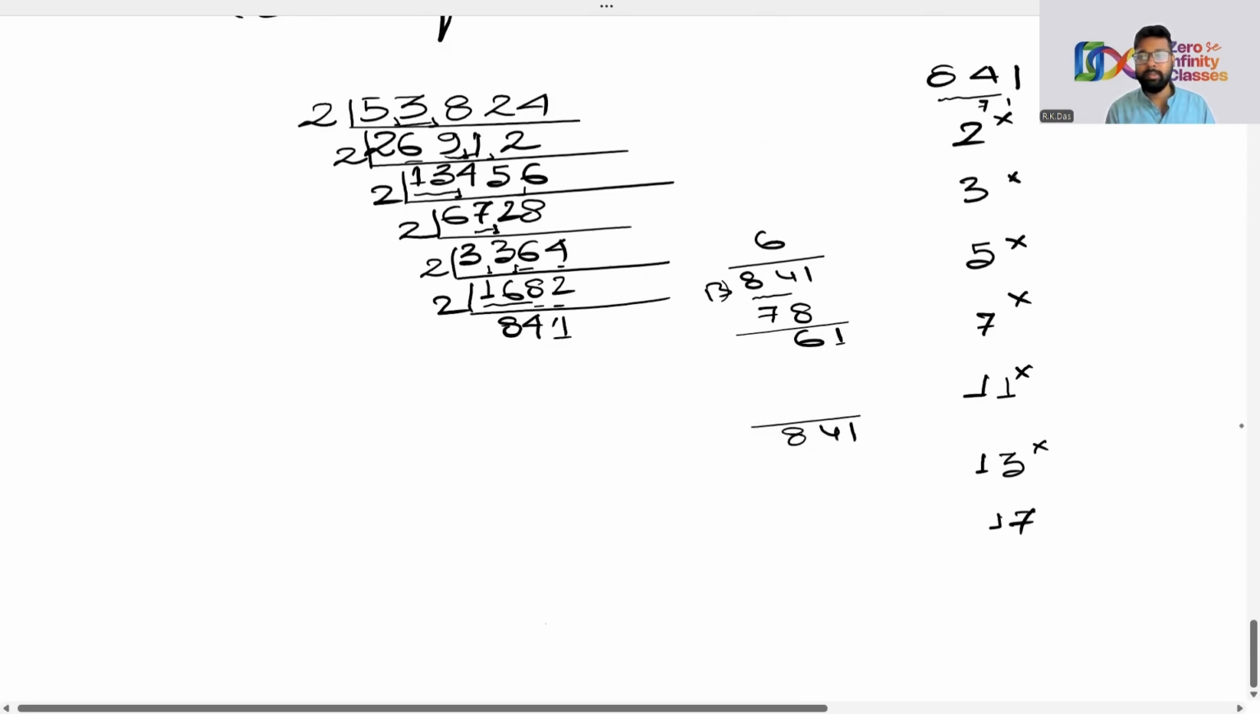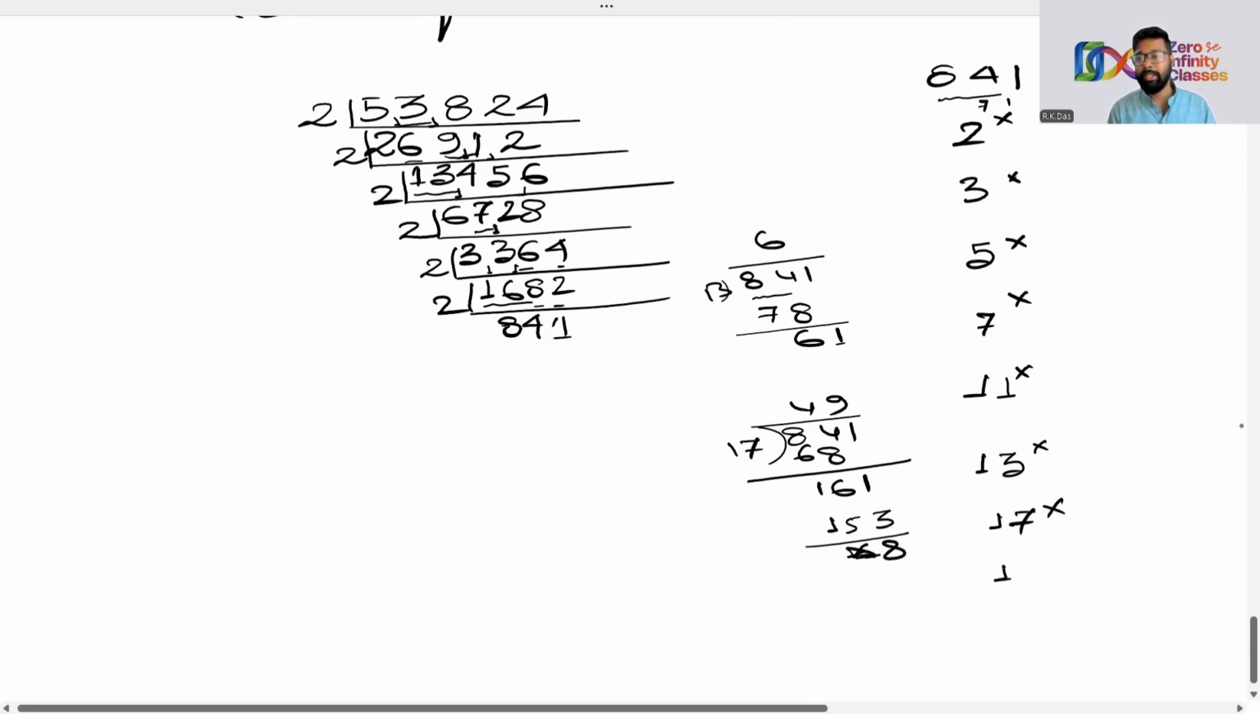841 by 17. 17 4s are 68. Then we are getting 16, 161. And 17 9s are 153. So it is not divisible by 17 as well.